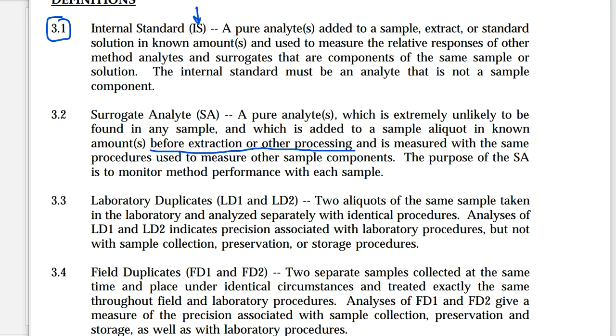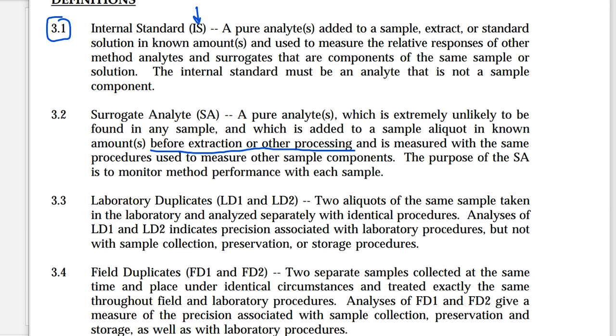If I read this definition of what an internal standard is, it says a pure analyte or analytes added to a sample, extract, or standard solution in known amounts and used to measure the relative responses of other method analytes and surrogates that are components of the same sample or solution. The internal standard must be an analyte that is not a sample component. Okay, that's what I just read, right?